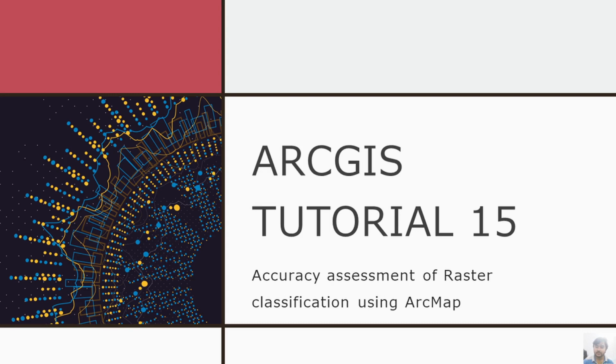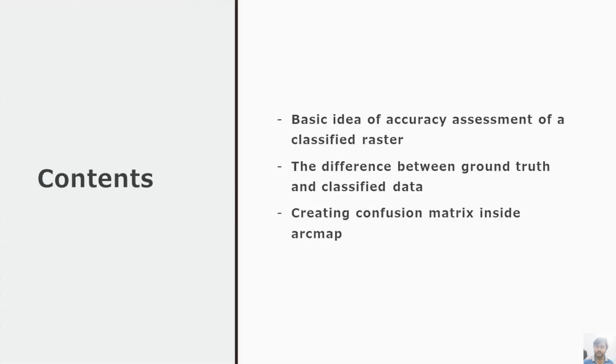Let's talk about the contents of this tutorial. At first, we will learn about some basic idea of accuracy assessment of a classified raster. Then, we will learn about the difference between ground truth and classified data. After that, we will create a confusion matrix inside ArcMap to get an idea about the accuracy of our previously created classified raster.